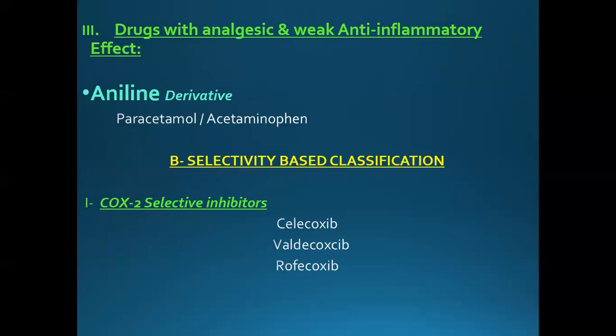Drugs with analgesic and weak anti-inflammatory effects. These are aniline derivatives, and the most important derivative within them is paracetamol. We call it acetaminophen as well.